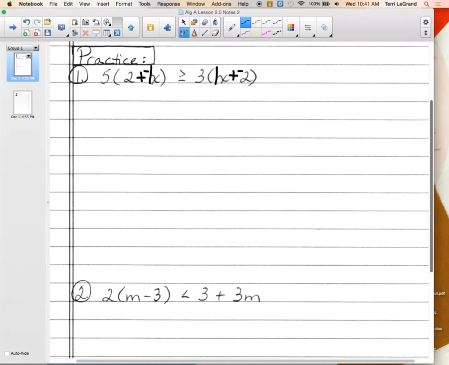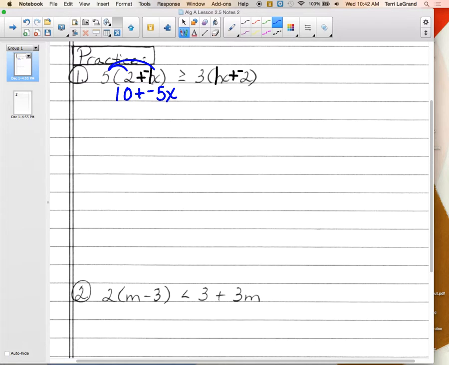So we're going to do distributive property. We're going to take that 5 and we're going to distribute it to the two terms inside the parentheses that are part of that addition problem. That's how we get rid of the parentheses. So 5 times 2 is? 10. Plus negative 5x. That's what the left side of our inequality simplifies to.